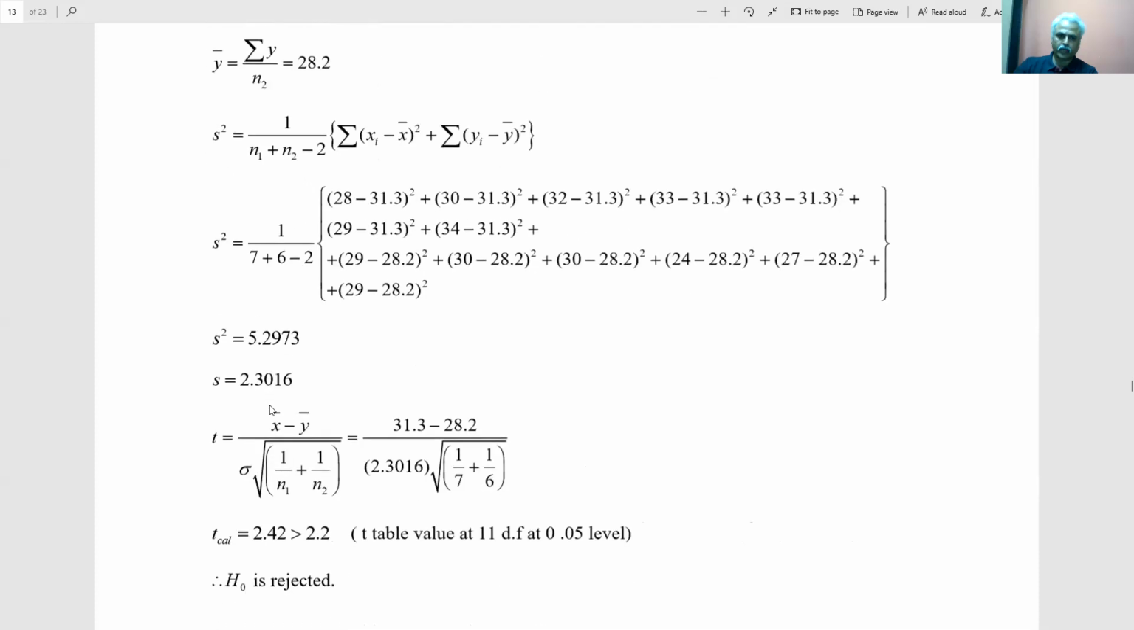S square you will get as this, and S is this. Now x bar minus y bar divided by S into this factor gives some value, 2.42. At 95% confidence for 11 degrees of freedom, why 11? 7 plus 6, 13, minus 2: n1 plus n2 minus 2 degrees of freedom. We get 2.2 as the table value. The calculated value is greater than the table value.